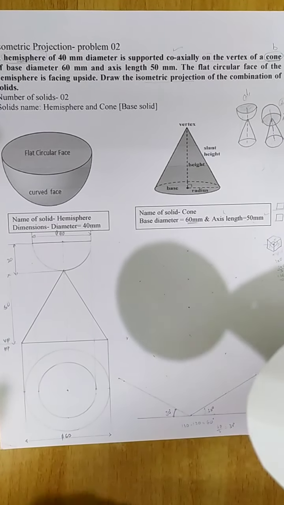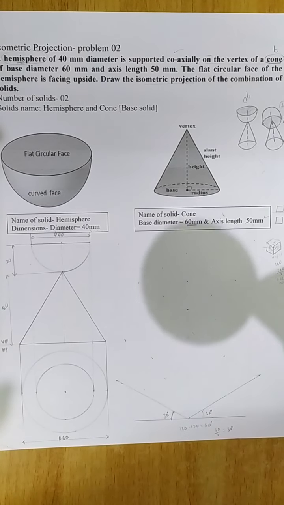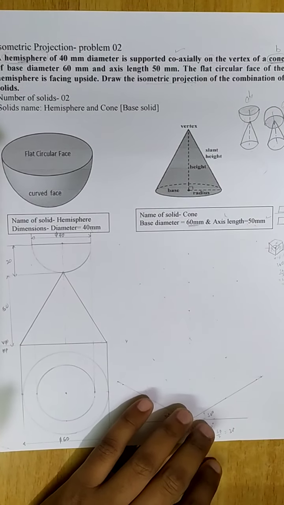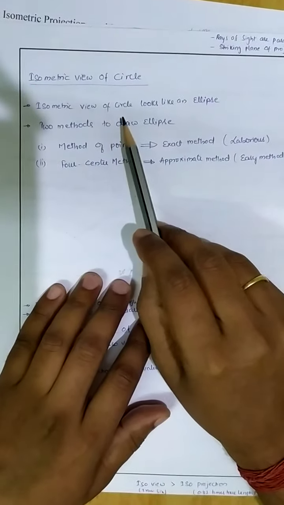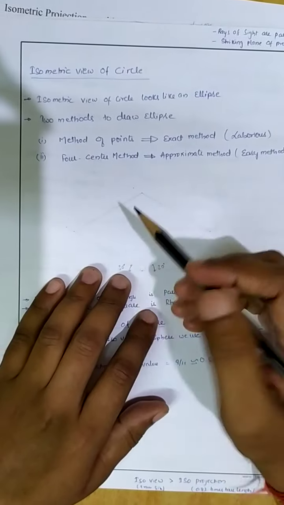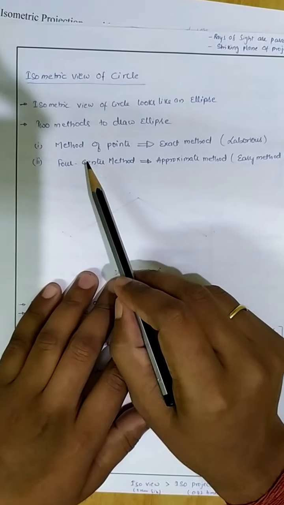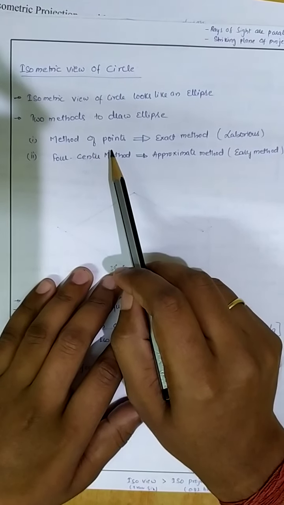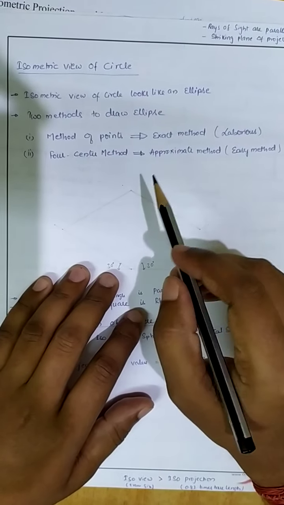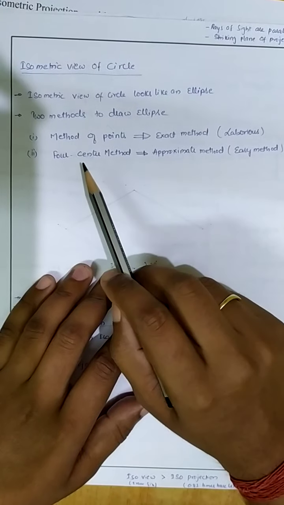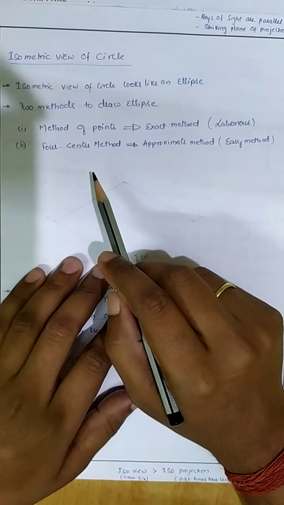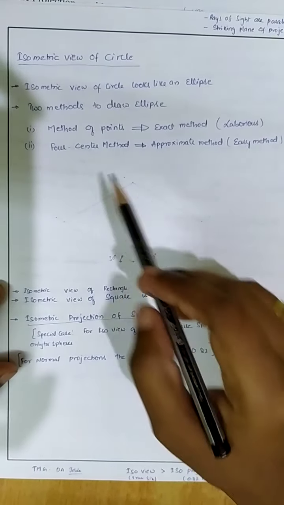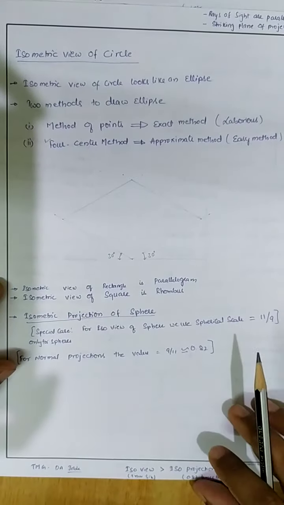In order to draw the base diameter of the cone, first let us discuss the methods of drawing an ellipse. I have told you that the isometric view of a circle looks like an ellipse. We have two methods. Which are those two methods? One method is the method of points. That is the exact method, but it is very difficult. The other method is the 4 center method. This is the approximate method and it is easy for construction. So we will always prefer this 4 center method.